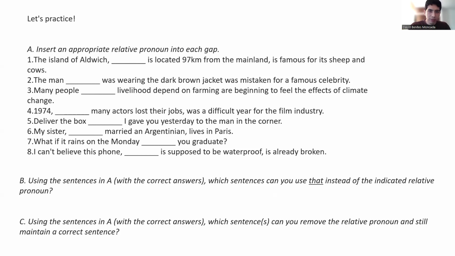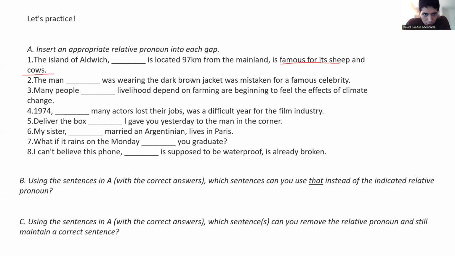Ahora con esto que vas a aprender el día de hoy, vas a bustear tu inglés bastante. Como te digo, es un tema de nivel avanzado, ¿vale? No ha sido difícil, lo has agarrado fácil. Te lo expliqué de la forma más simple posible y ahorita vas a completar estos ejercicios. Empecemos. The island of Adwich is located 97 kilometers from the mainland. Is famous for its sheep and cows. Es famosa por sus ovejas y sus vacas.